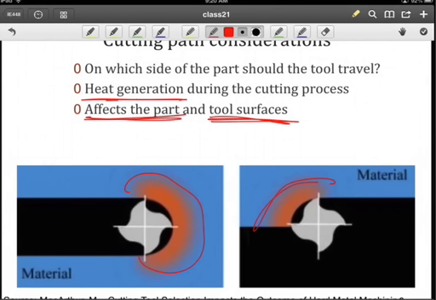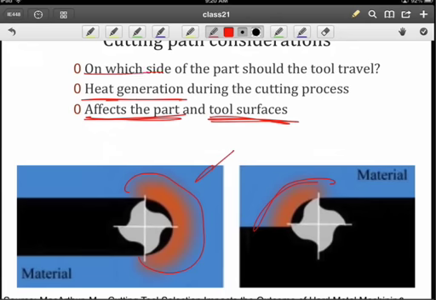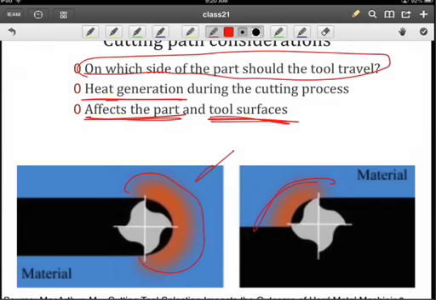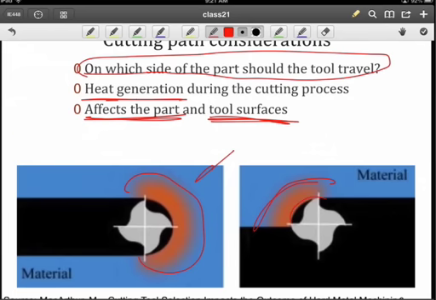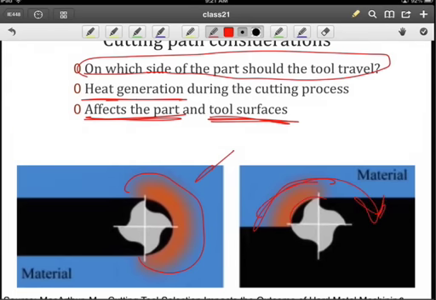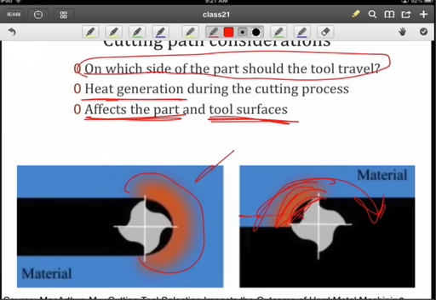So if I look at removing material in either one of these cases, one of the questions that we might have is on which side of the part should the tool travel. And so here we see the cutting surface. We're rotating in this direction, and as we remove that material, this region is being heated as we move in that direction.